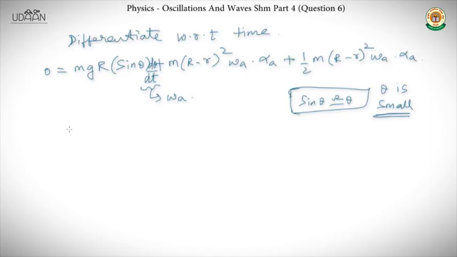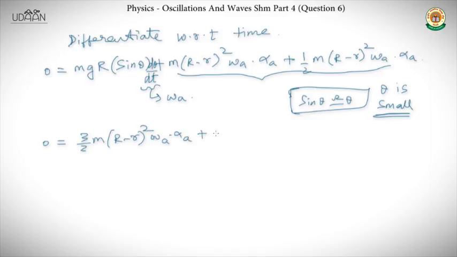So these two terms will give 0 is equal to 3 by 2 m into (R minus r) square into omega a into alpha a. Okay, so we just added them up. Plus mg r into theta into omega a, this is the first term. Okay, so omega goes out of the picture, and then m goes out. I'm sorry, I have written this potential energy term wrongly. This is (R minus r), mg (R minus r) theta omega a. So one (R minus r) also goes away.